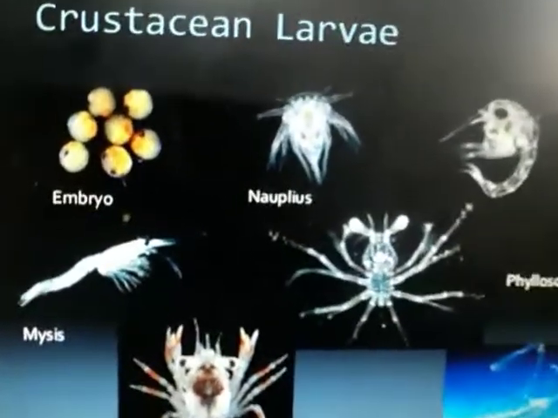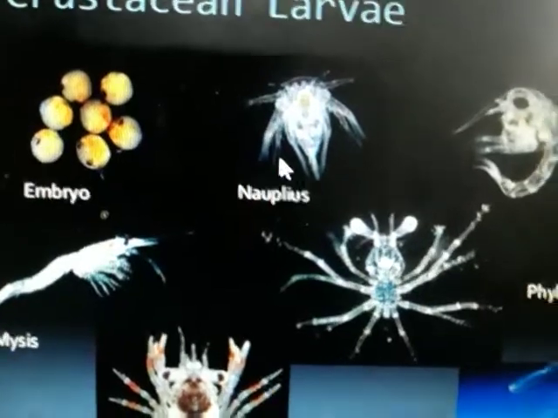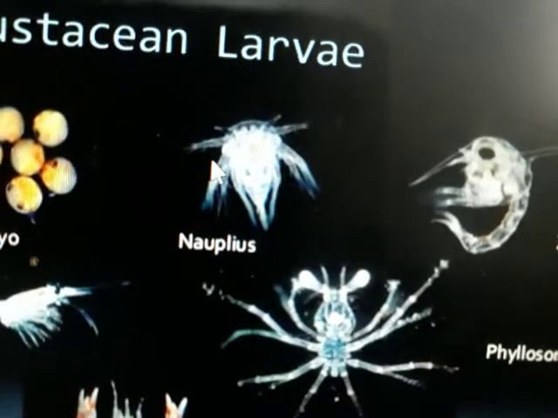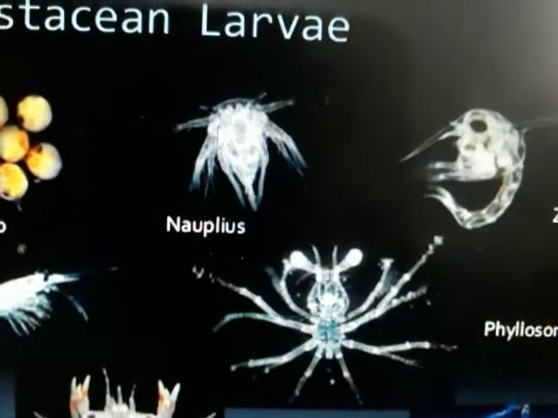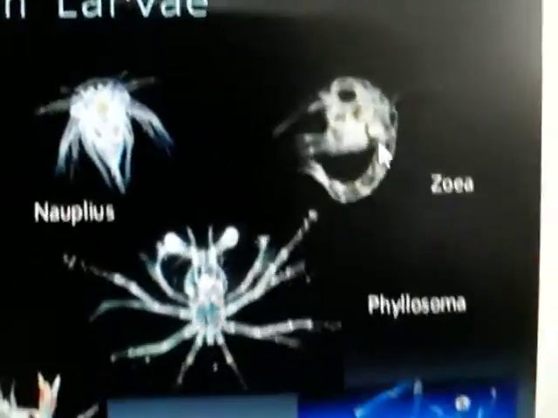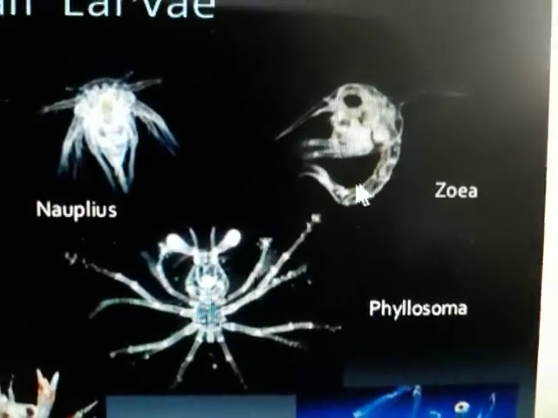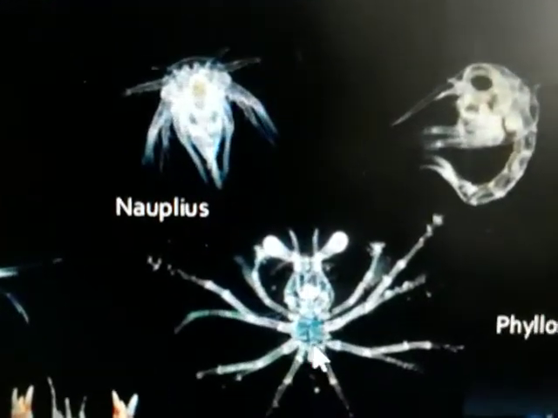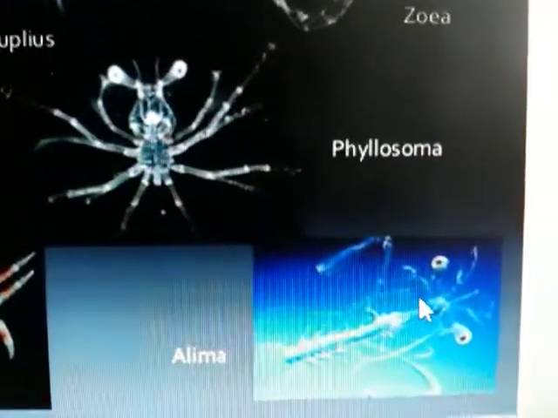These are crustacean larvae. This is the nucleus. These are appendages. First larva, crustacean larva, youngest crustacean larva, nauplius larva, and these are appendages. Second is Zoea larva. This is the eye, and these are appendages with abdomen and telson. Phyllosoma, and Elima.